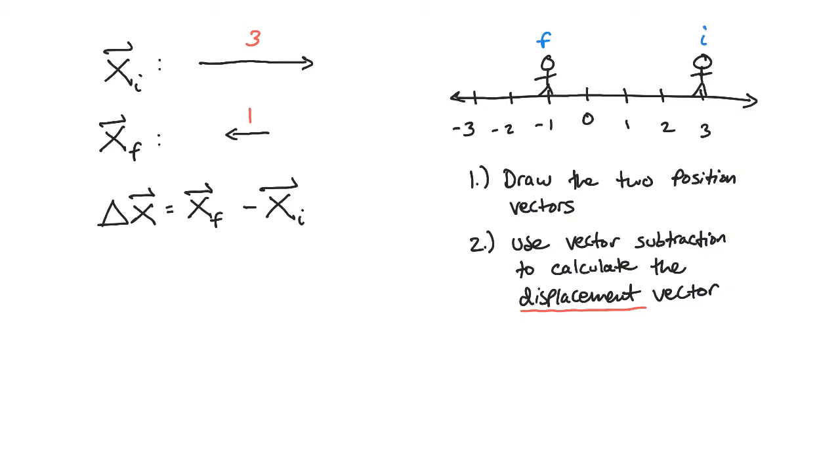Now we just have to subtract them. And I'm also representing that symbolically here by saying the displacement vector is equal to a subtraction between these other two vectors that we've just drawn up here. Okay. So go ahead now and use the rules of vector subtraction, draw it out graphically to show what the displacement is.